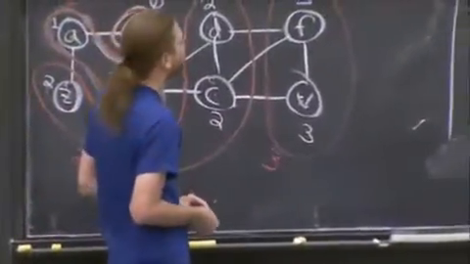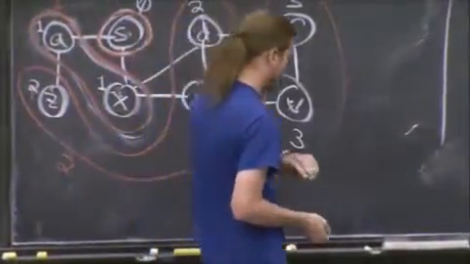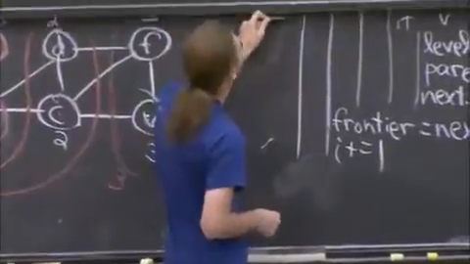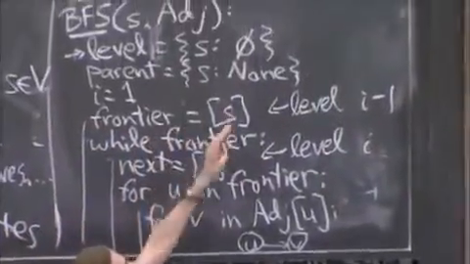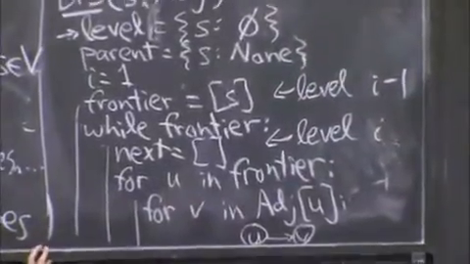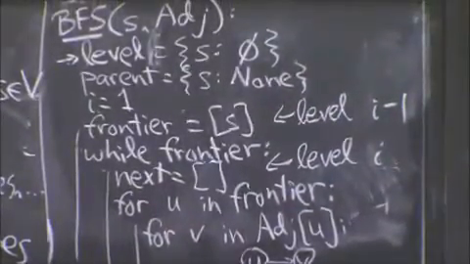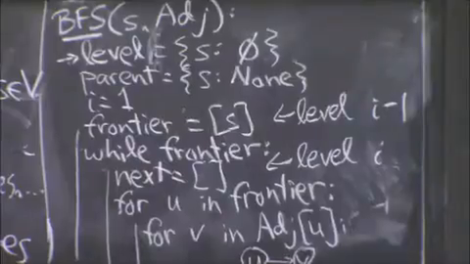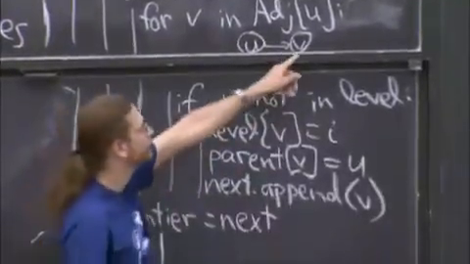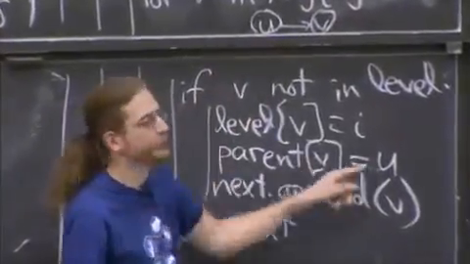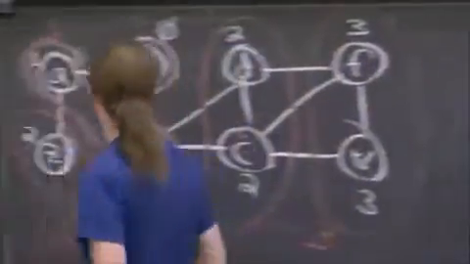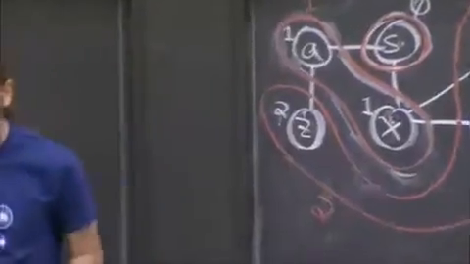OK, I didn't talk about parent. We can do that a little bit. So parent, we're initializing to say parent of S is nobody. And then whenever we visit a new vertex v, we set its parent to be the vertex that we came from. So we had this vertex v. We had an edge to v from some vertex u. We set the parent of v to be u. So let me add in what that becomes.